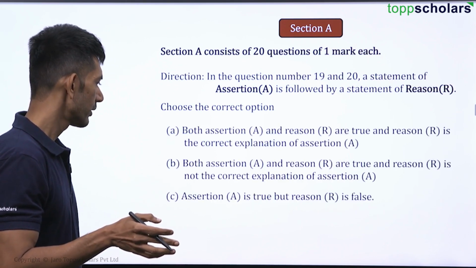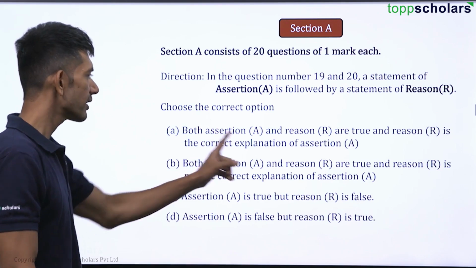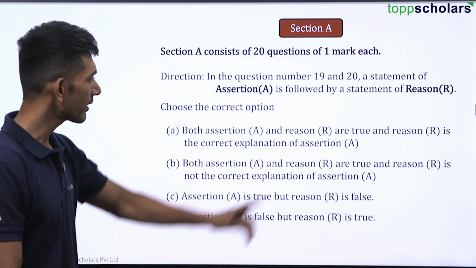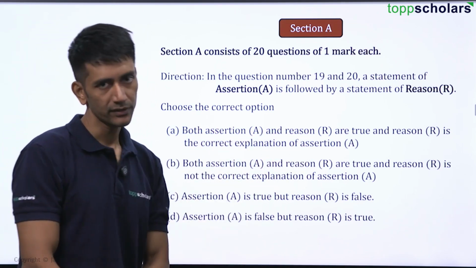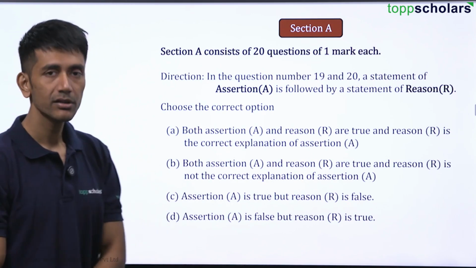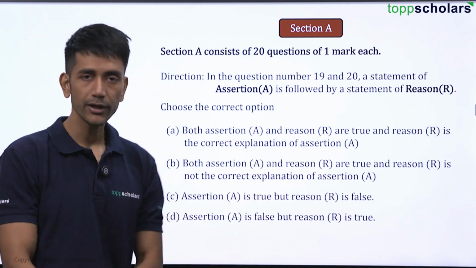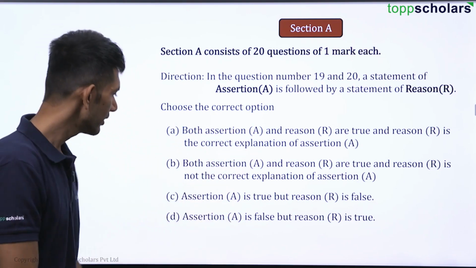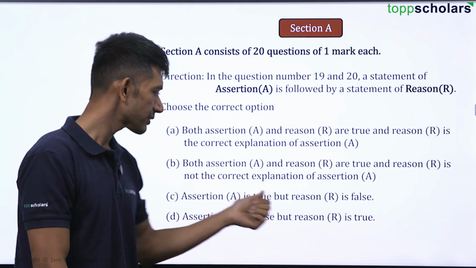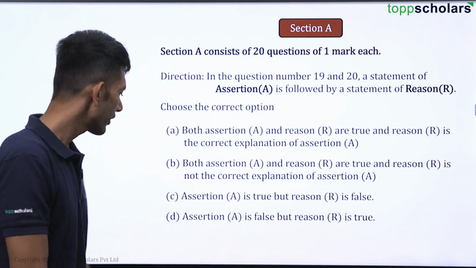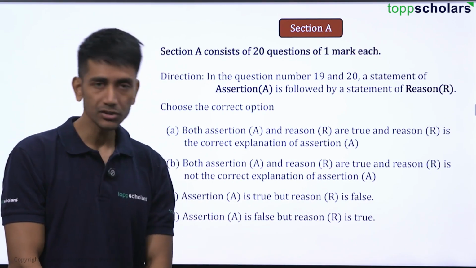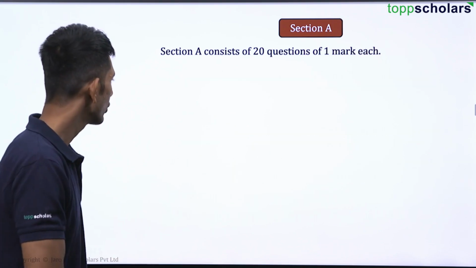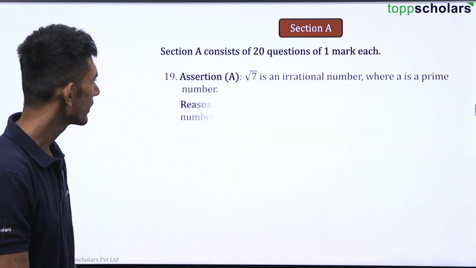Correct? So there are 4 options. Assertion and reason are true, but reason is the correct explanation of assertion A. The second option is assertion and reason both are true, but reason is not the correct explanation of the assertion. The third option is assertion is true, but reason is false. And the fourth option is assertion is false, but reason is true. So we need to know the statements as well.